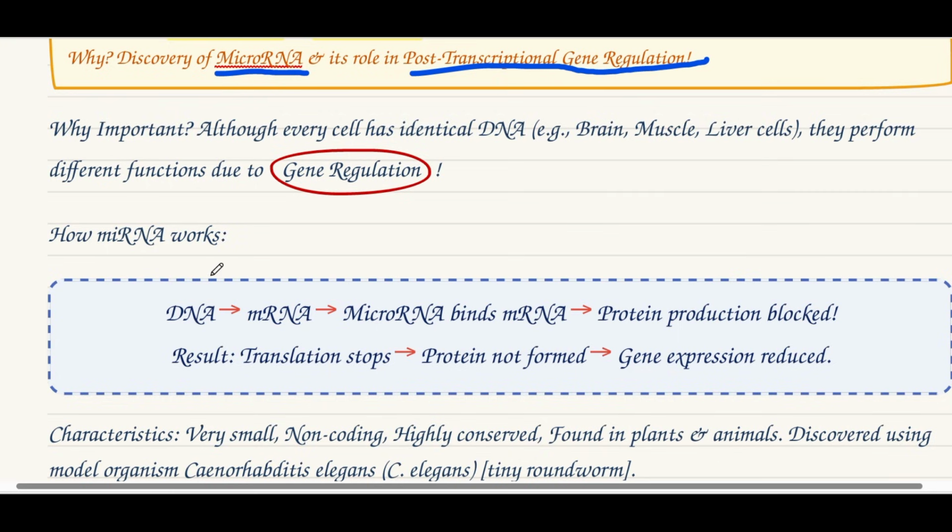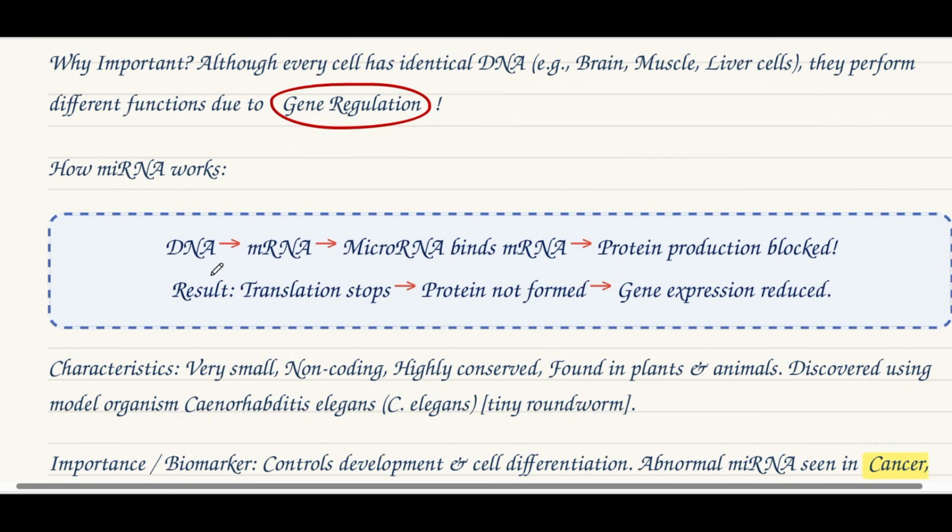How does microRNA work? Let's assume guys, DNA is there, and after the DNA, mRNA will form, right? Synthesized in transcription. MicroRNA binds mRNA. Just remember, microRNA will bind mRNA, and that will block protein production. If microRNA binds with mRNA, then protein production will be stopped. Result: translation stops. Protein is not formed, gene expression is reduced.